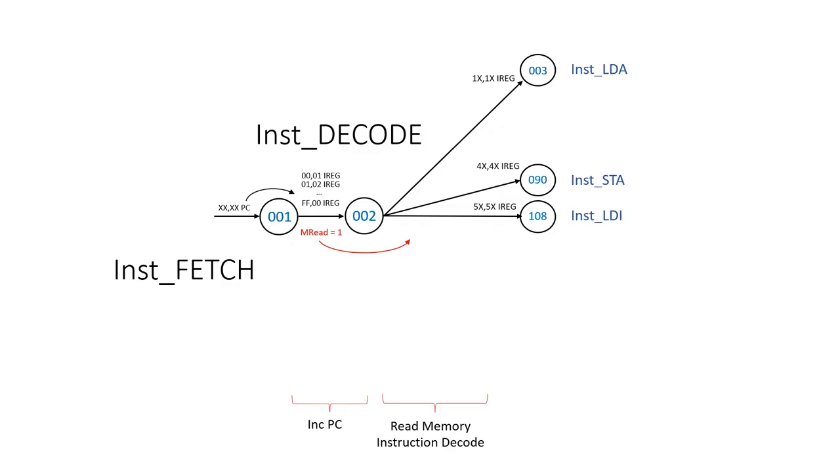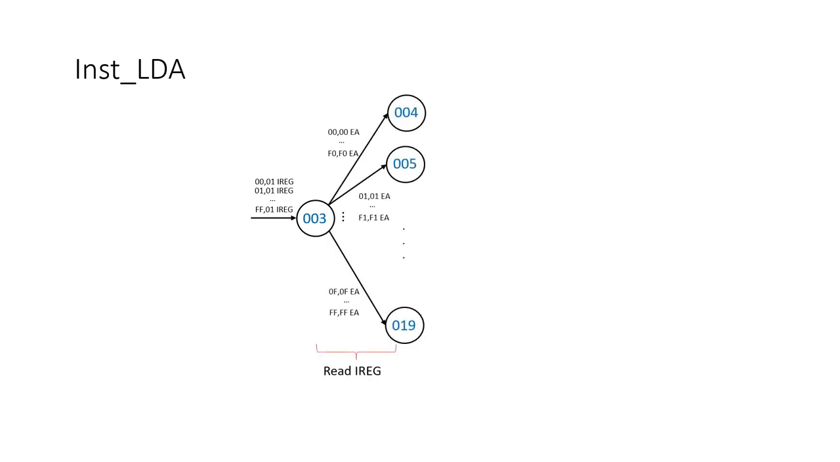I'll look at the load and store instructions at the same time because they're very similar. We come into the LDA state machine with the notepad pointer pointing at the iReg, but this time we want to focus on the lower four bits of our instruction. If it contains a 0, we go to state 4. If it contains a 1, we go to state 5. And we continue this all the way up to state 19 for a value of 15, which is 0F in hexadecimal. So now the address for the load is actually stored in the state number. You may want to go over this again yourself just to make sure you understand it.